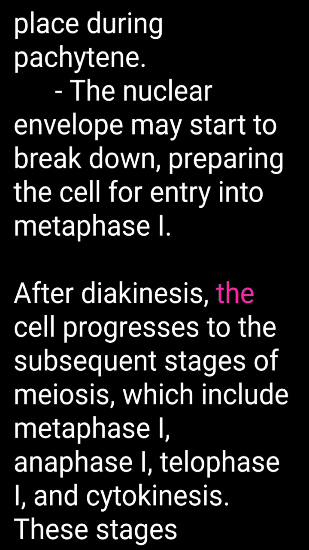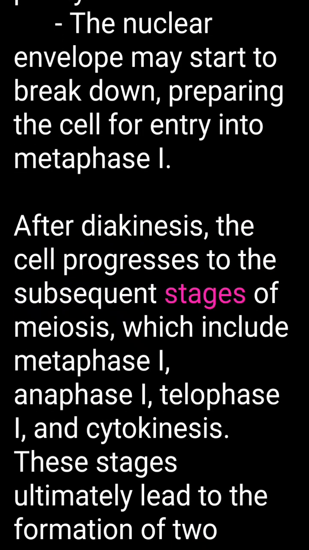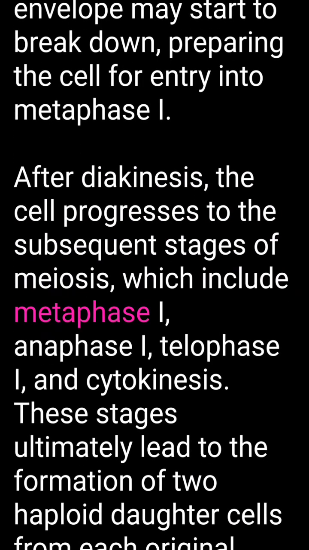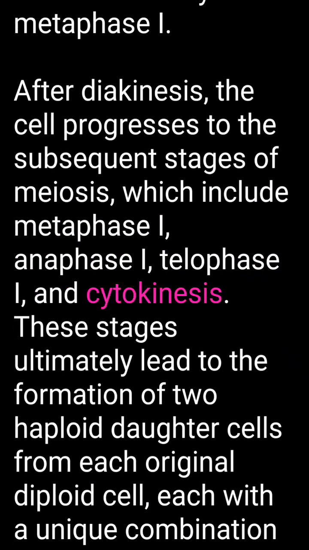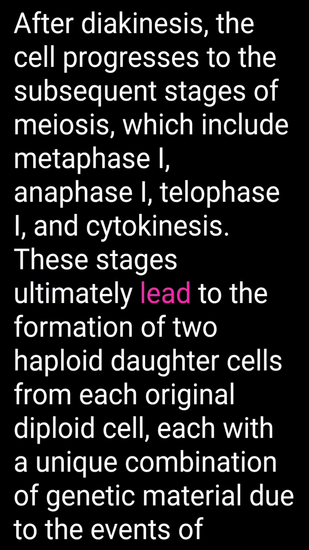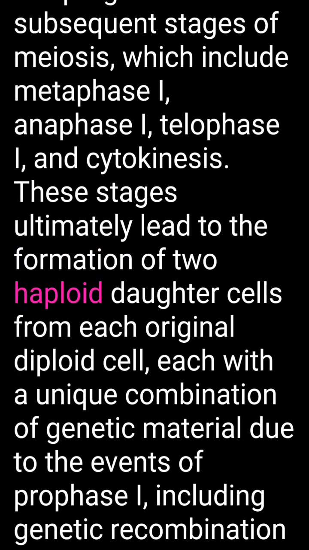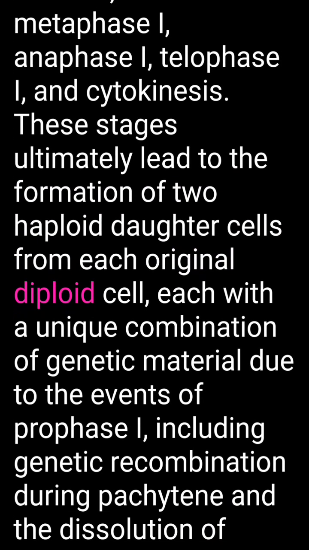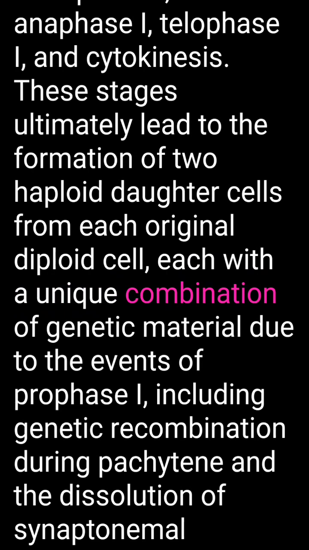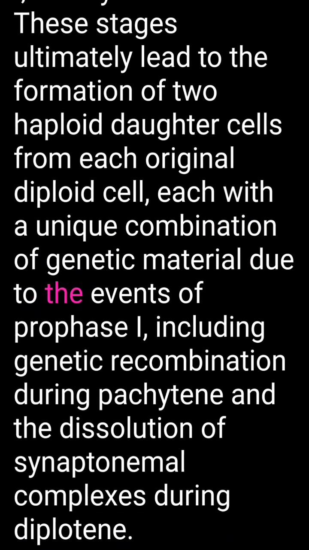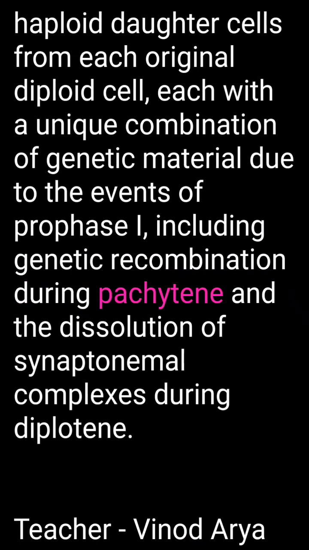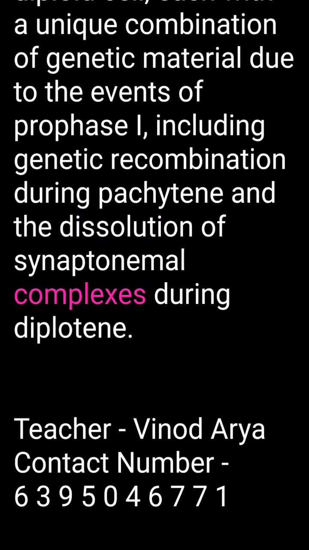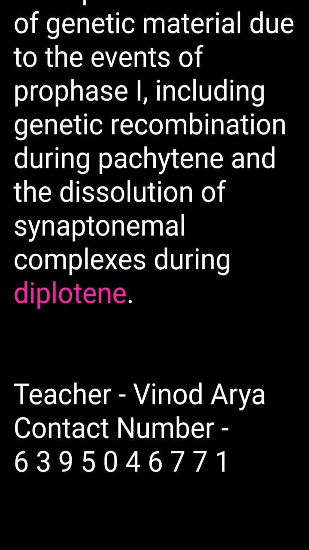After diakinesis, the cell progresses to the subsequent stages of meiosis, which include metaphase I, anaphase I, telophase I, and cytokinesis. These stages ultimately lead to the formation of two haploid daughter cells from each original diploid cell, each with a unique combination of genetic material due to the events of prophase I, including genetic recombination during pachytene and the dissolution of synaptonemal complexes during diplotene.